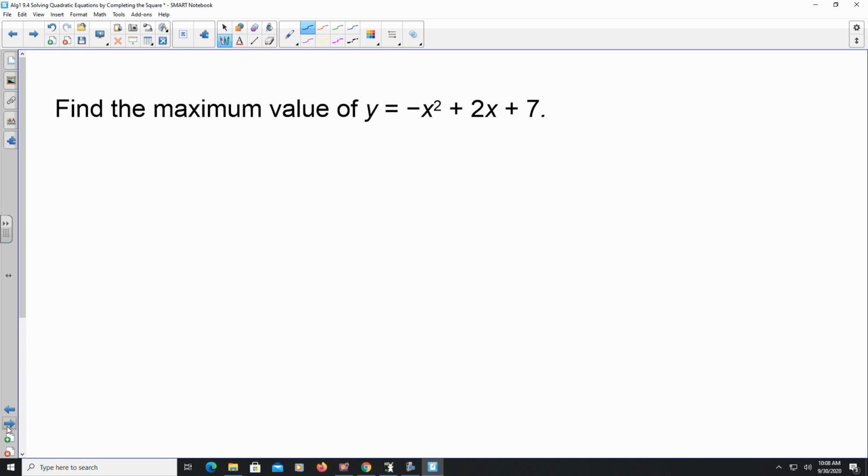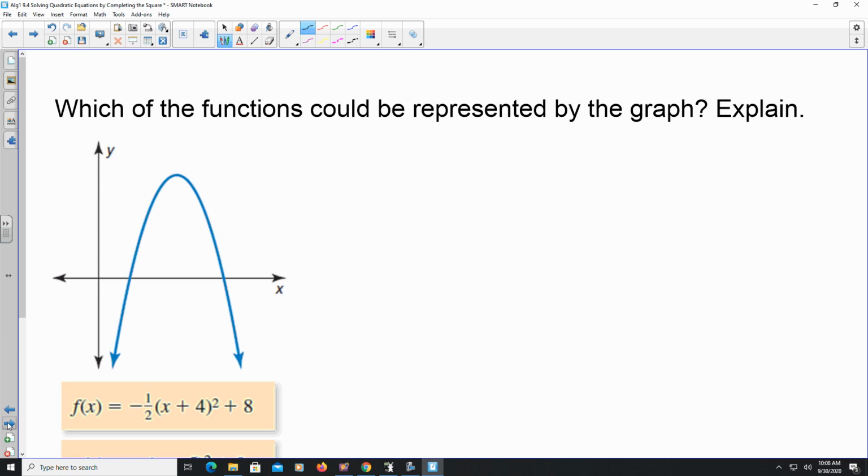Again, this is the same thing, but now it's a maximum value because a is negative. So again, you're trying to find the vertex, and you're going to find the vertex just like you did in the previous example. If you have questions, please let me know. I'm more than happy to answer them.